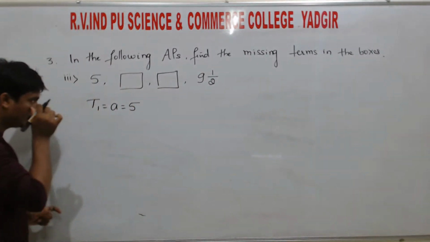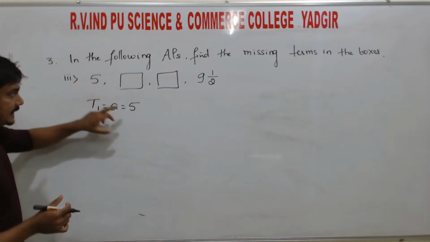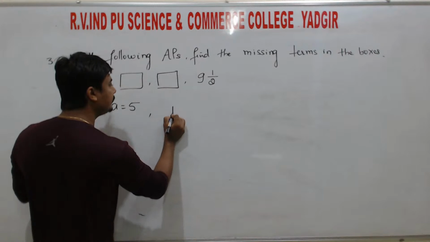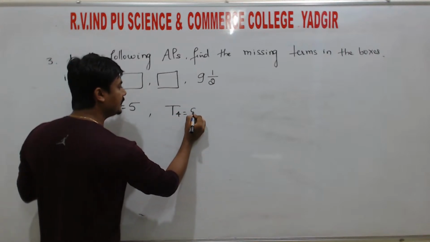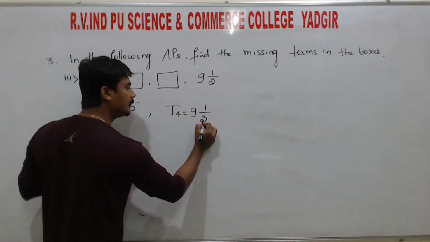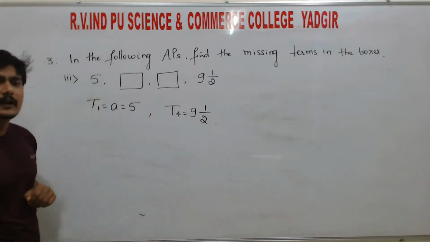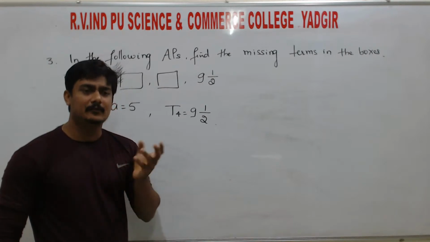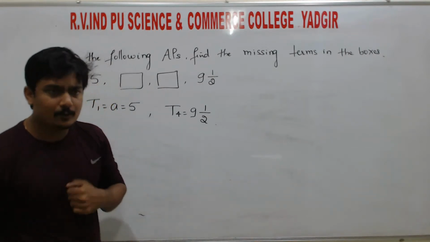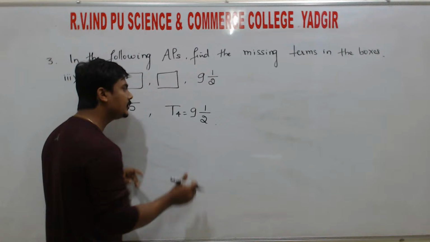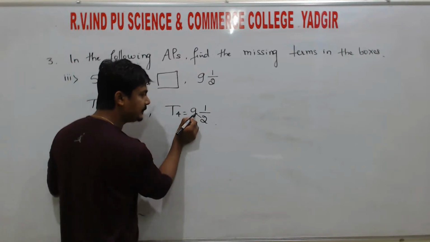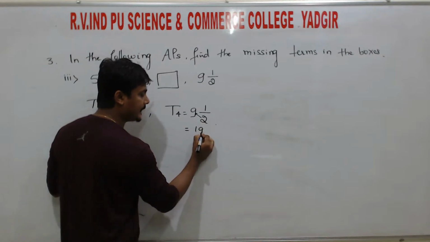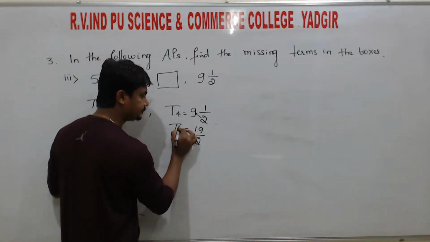Now, so we are given T1 that I have noted. What else are we given, dear students? We are given T4. T4 is given as 9 1 upon 2, a mixed fraction. I will first convert it into a normal fraction. How do we convert a mixed fraction into a normal fraction? We will multiply these two. 9 2s are 18 plus 1, 19 upon 2.